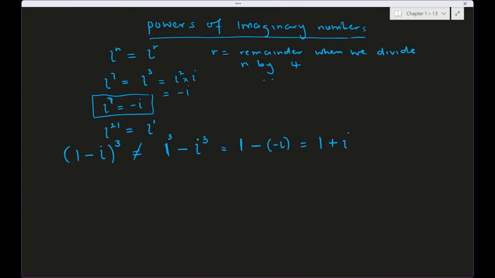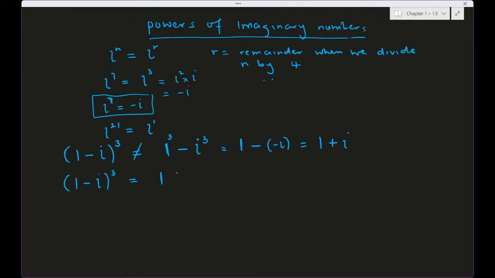You cannot distribute the powers. You cannot say (1 - i) to power 3 equals 1 to power 3 minus i to power 3. This is not true. So what is true if you're dealing with a situation like this? It's simply your binomial expansion, which is still valid here. So what will this be?